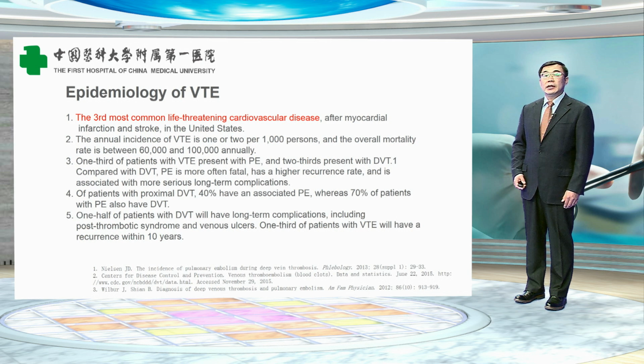Compared with DVT, PE is more often fatal, has a higher recurrence rate, and is associated with more serious long-term complications. Of patients with proximal DVT, 40% have an associated PE, whereas 70% of patients with PE also have DVT.